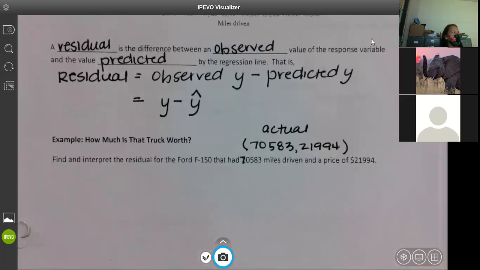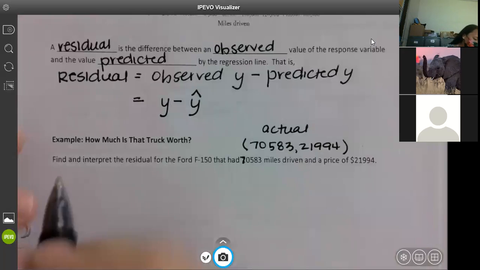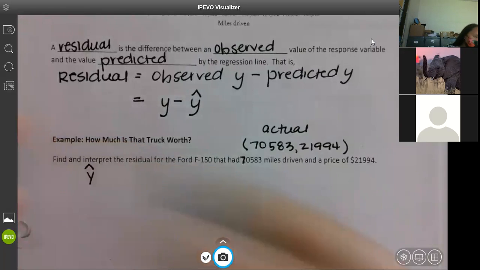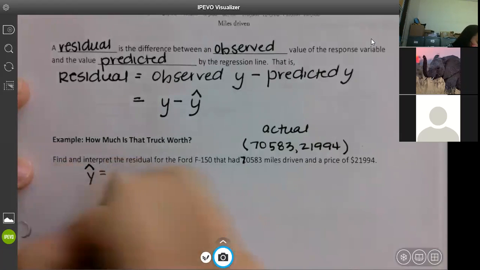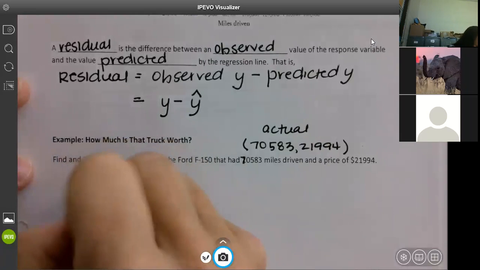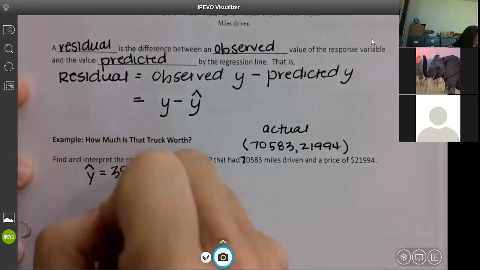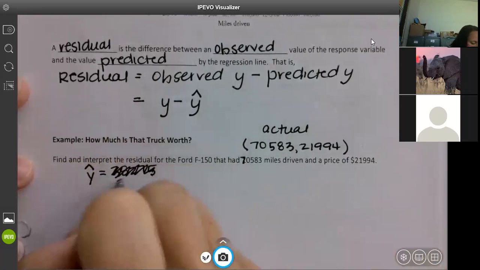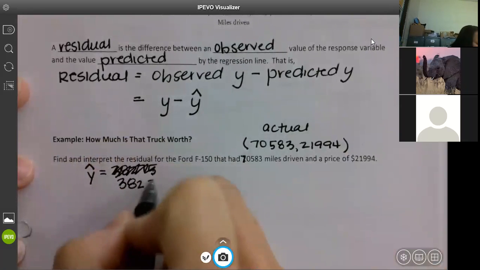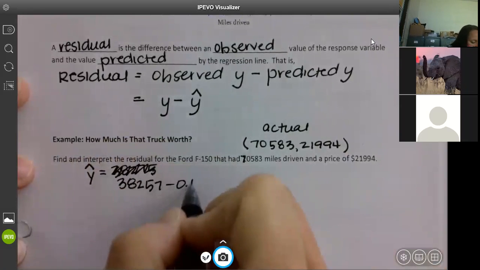Okay, do we have that equation already? Kind of, yes. We're using the same problem. It's the same exact problem. So we already have that equation. This didn't come from anywhere crazy. It's that same equation that we've been using this whole time. So y hat equals 38,257 minus 0.163x.